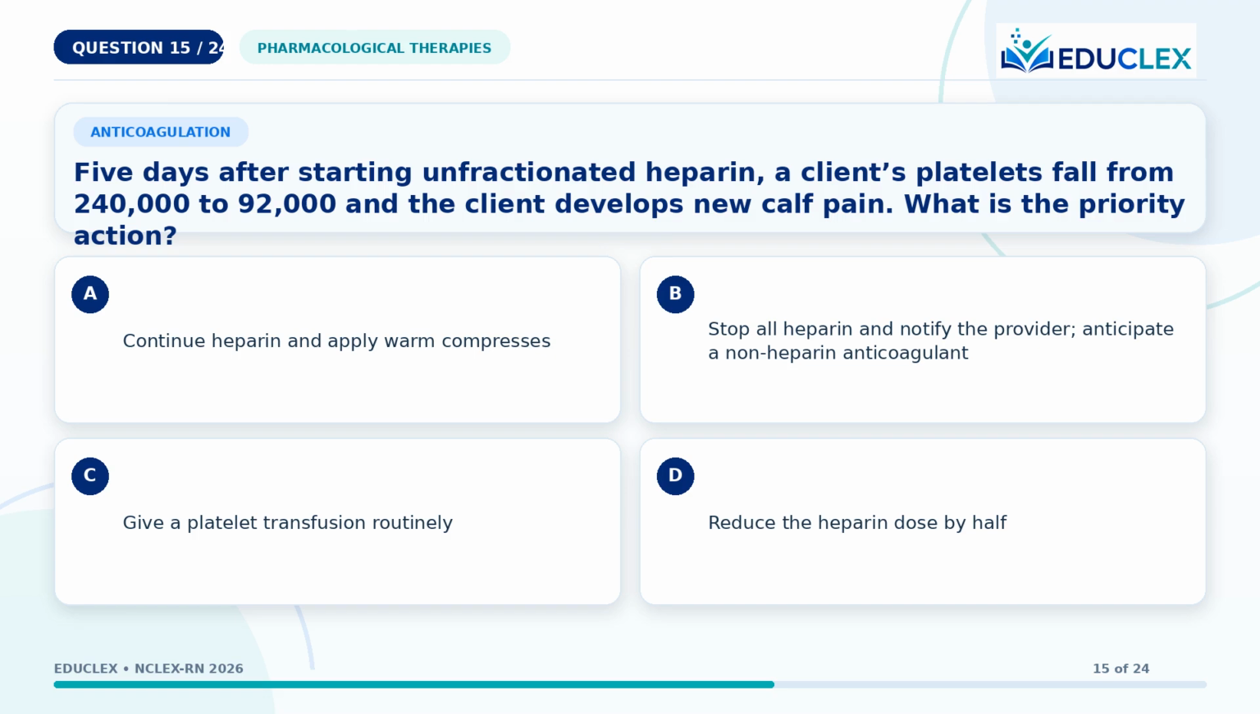Question 15. 5 days after starting unfractionated heparin, a client's platelets fall from 240,000 to 92,000 and the client develops new calf pain. What is the priority action? Option A. Continue heparin and apply warm compresses. Option B. Stop all heparin and notify the provider. Anticipate a non-heparin anticoagulant. Option C. Give a platelet transfusion routinely. Option D. Reduce the heparin dose by half.